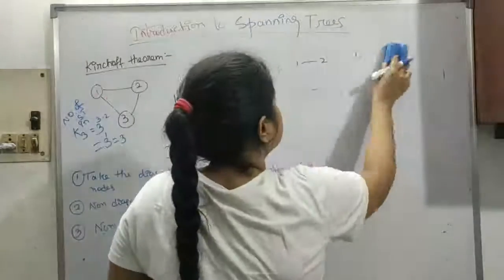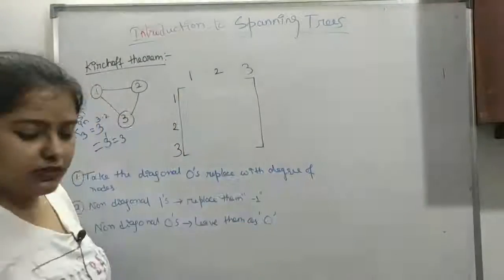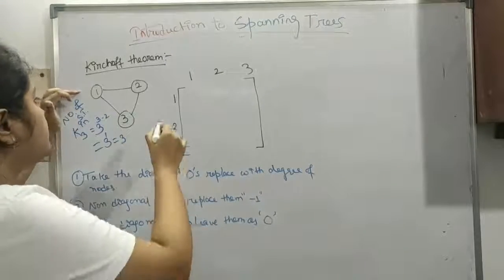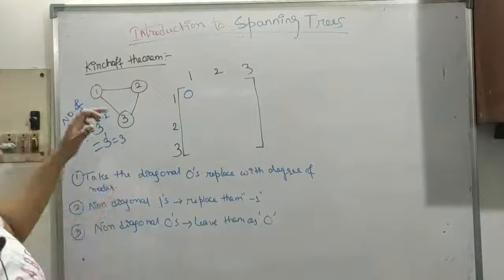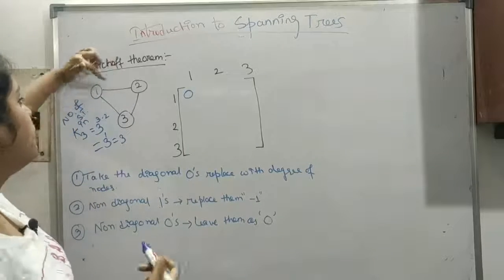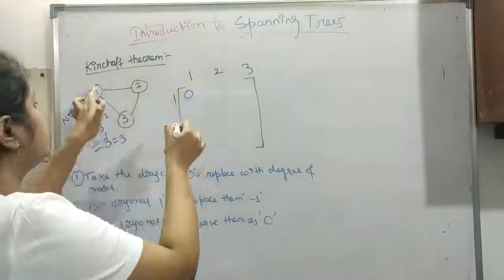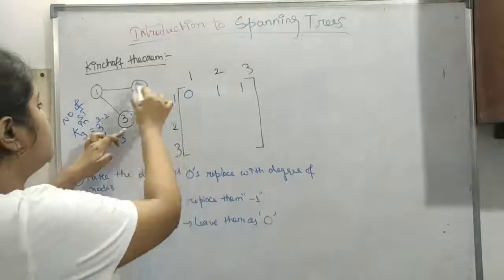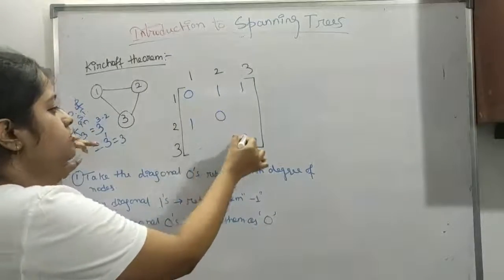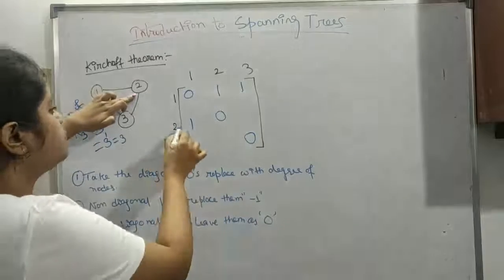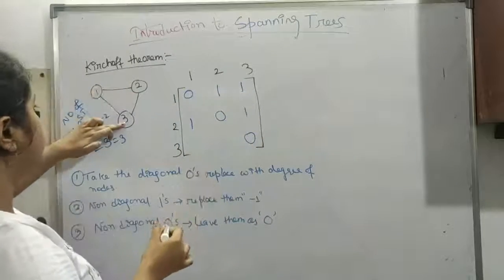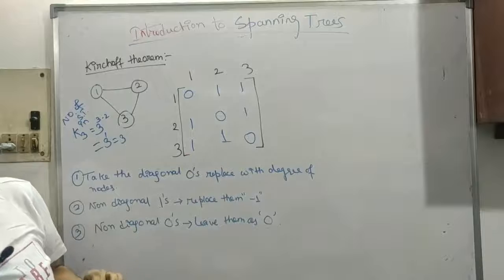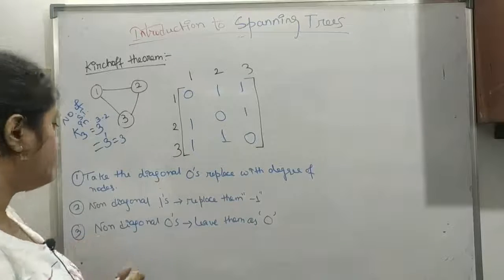So now let's see how Kirchhoff's theorem is also giving us the same answer. Let's do the adjacency matrix first. 1 to 1, no edges present, so no self loop, so nothing. 1 to 2, only one edge is present. 1 to 3, one edge is present. 2 to 1, one edge is present. 2 to 2, nothing. 3 to 3 will be nothing also. 2 to 3, one edge is present. Then 3 to 1, one edge is present. Let me check if it is correct. Yes, it is correct. So now there are some formulas.